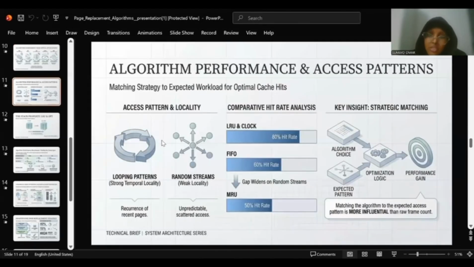Now for the algorithm performance and access patterns. Algorithm performance changes completely depending on the access pattern. LRU and clock perform extremely well for workloads with strong locality such as loops. FIFO struggles with unpredictable or scattered access. MRU helps only when the system constantly cycles through a small set of pages. The main lesson here: the access pattern influences performance more than the memory size alone.